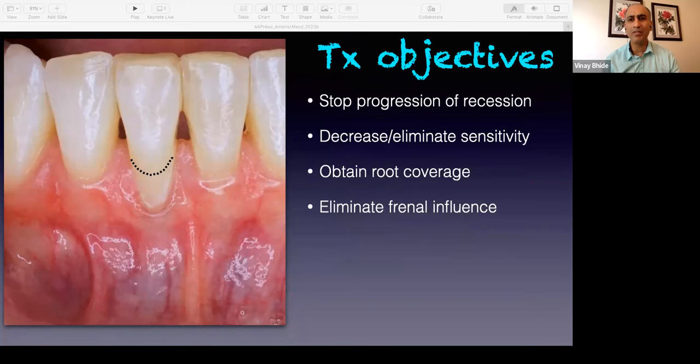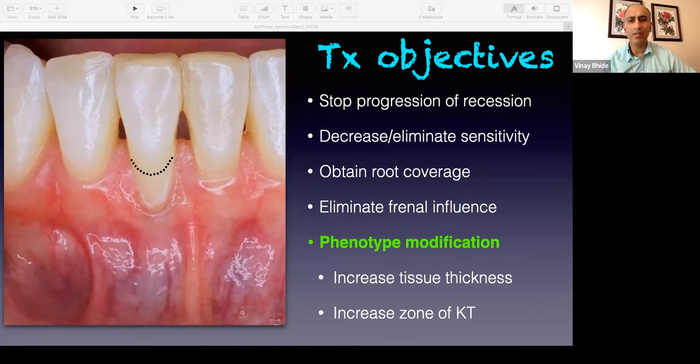So our treatment objectives become that we want to, number one, stop this recession from progressing. Not only do we want to stop this recession from progressing, we want to, as I tell my patients, reverse the recession, get root coverage. And by getting root coverage, we can then decrease or eliminate the sensitivity. And at the same time that we do a root coverage procedure, we can attempt to eliminate the influence of the frenum, or get rid of the frenum altogether. And then last but not least, not only do we want root coverage and all this other stuff that we talked about, but we also want to modify the phenotype, right? Make the gingival tissues thicker, because we know that it's a good hedge against future progression. At the same time, we want to increase the zone of keratinized tissue as well.